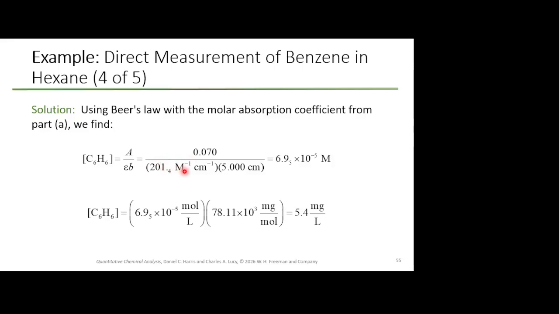That's the previous number we got from the previous problem. It's a path length of 5 centimeters now. And this right here is that absorbance. And so that's going to give you your concentration. And then you can always convert concentration units. So in this case, we want to go into milligrams. That would be your C6H6 molar mass, of course. Okay, and that's that. Does that make sense? Yeah.